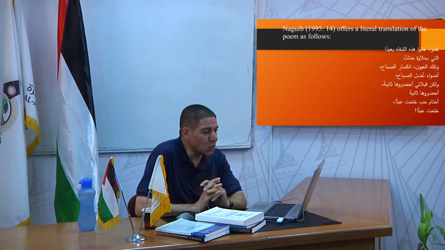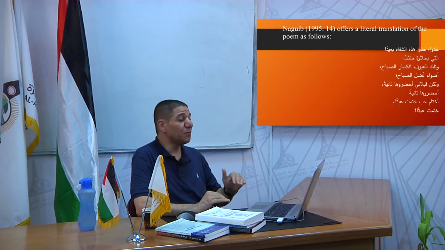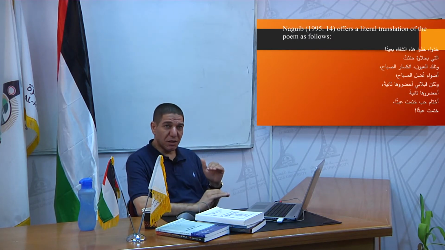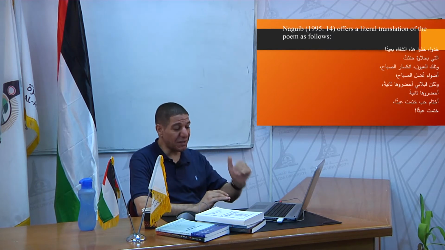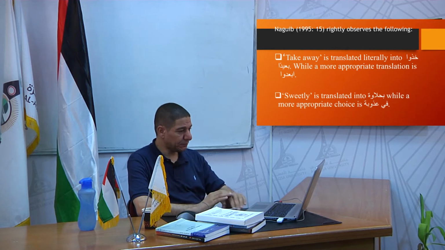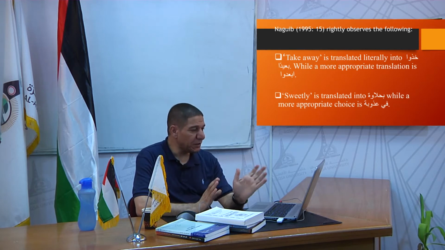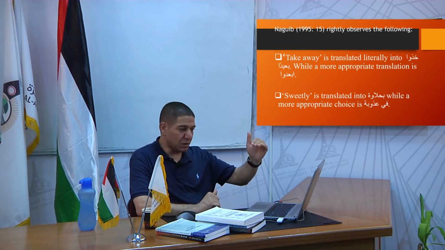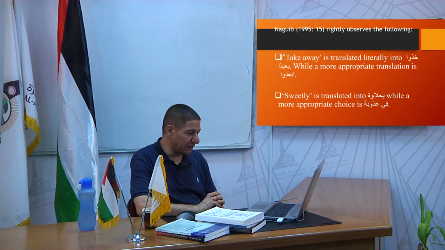Look at the word. خذوا خذوا هذه الشفاه بعيدا بحلاوة حنثت انكسار الصباح أحضروها ثانية أختام حب. Let us see a more delicate translation or a less literal translation of the same text. But first, let us substantiate our discussion by saying take away is translated literally into خذوا بعيدا, while a more appropriate translation is أبعدوا.